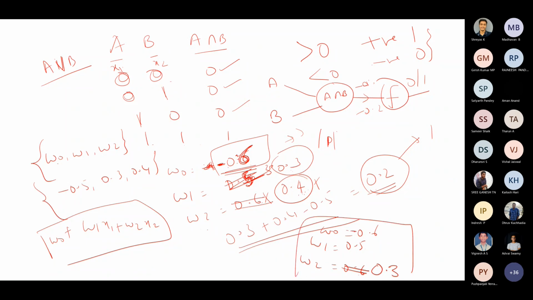Now this is not the only weights possible. You can have other combinations also, but it should work for all the cases. You can try your example for OR and see whether it works. The same input, it will not work. You have to change the weights in order to support, because for an OR, only this is going to be 0, all the others are going to be 1.